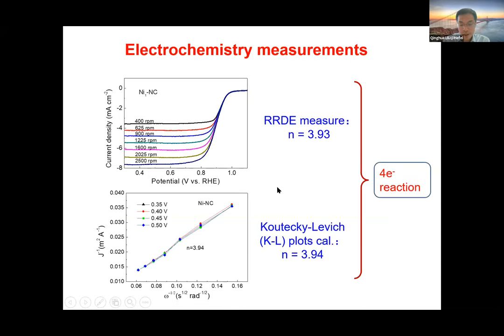It is predicted theoretically that the emergence of a singlet oxygen group could accelerate the electron reaction process. Our electrochemical measurements clearly show a four electron reaction. All these above results demonstrate the dynamic evolution of nickel active sites during a four electron ORR reaction.